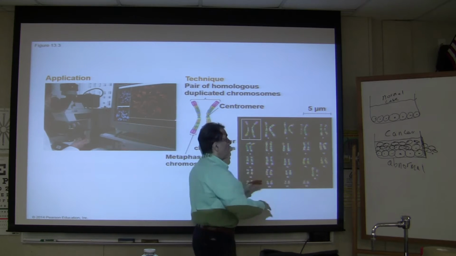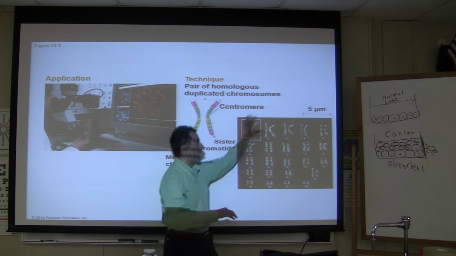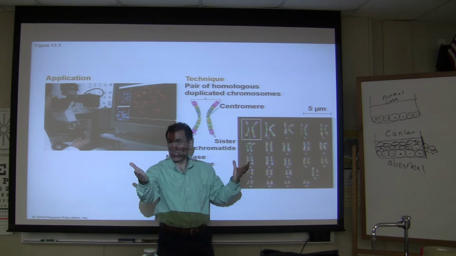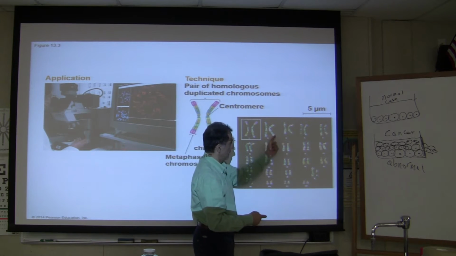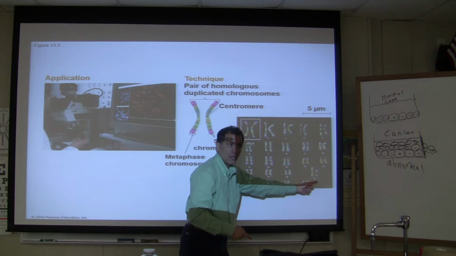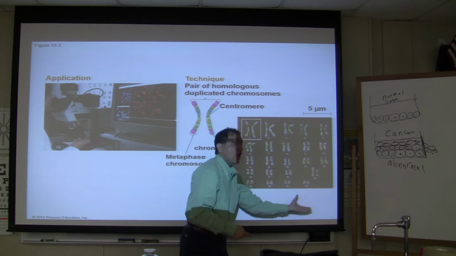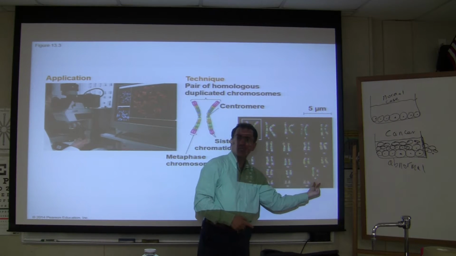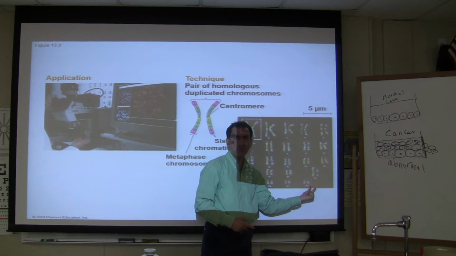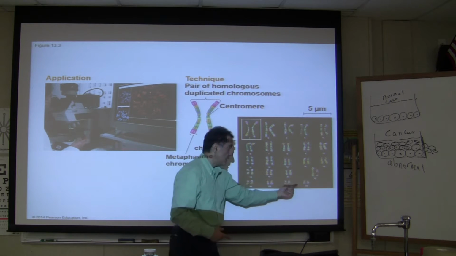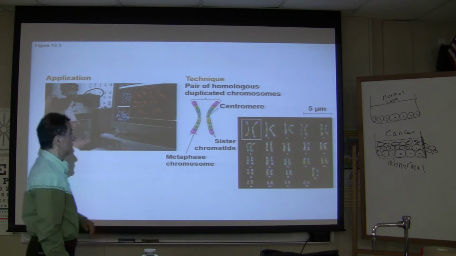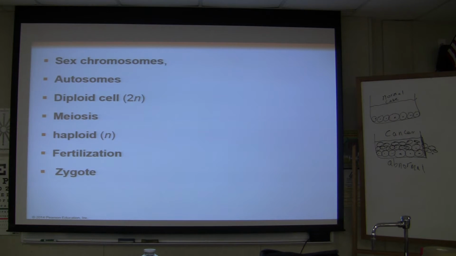So how many pairs do we humans have? 23. We have 23 pairs, which translates to 46 chromosomes. If you count them, there are going to be 46 chromosomes. But how many pairs? 23. Out of these 23 pairs, one pair is called sex chromosomes. The other 22 pairs are called autosomes. Sex chromosomes and autosomes, right here.